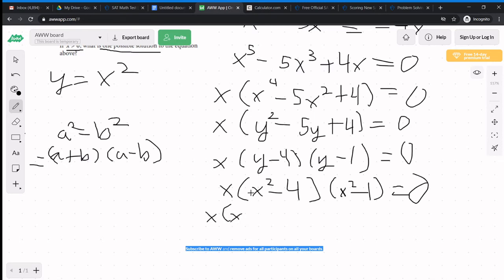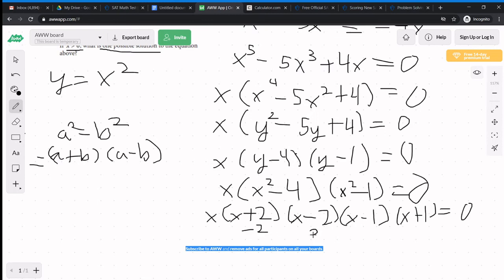x squared obviously is x squared. 4 is 2 squared, so you can do x plus 2, x minus 2. And for this one, x squared, and 1 is just 1 squared, so you do x minus 1 times x plus 1 equals 0. So you can do negative 2, you can do 2, you can do 1, you can do negative 1. Any of these answers will work.